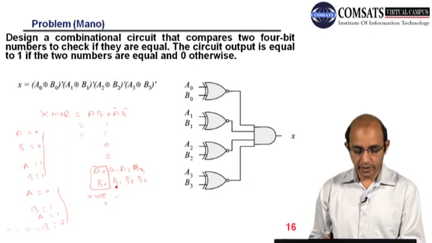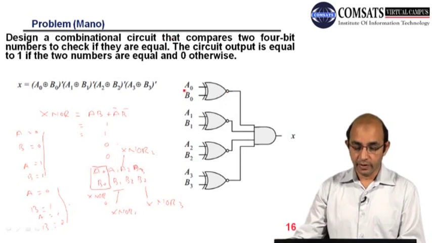Zero, right? So I can compare this with X NOR 1, with the help of X NOR 2, and I can also have X NOR 3. So here you can see we have 4 XNORs, and they are comparing the corresponding bits. A0 is compared with B0, A1 is compared with B1, A2 is compared with B2, and A3 is compared with B3, and their output is ANDed.